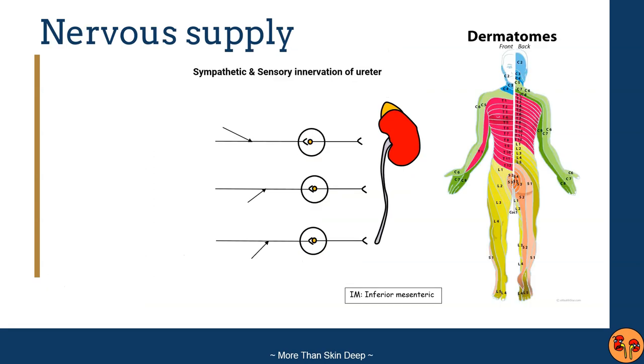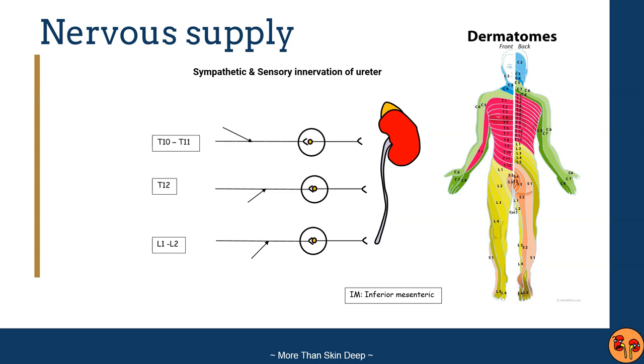Now let's take a look at the nervous supply of the ureters. It is important to recall that the upper section of the ureter is supplied by the spinal nerves from T10 to T11, the middle section by the spinal nerves from T12, and finally the inferior section by L1 to L2.